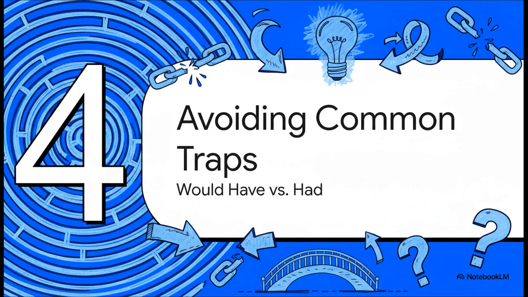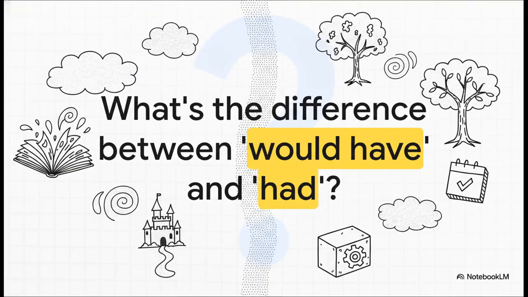And now for our last section. And folks, this is a big one. Let's talk about how to avoid the number one most common mistake people make with this tense, so we can get it crystal clear. This is the question that trips everybody up. Think about it in English. The only difference is one tiny little word, would. But in Spanish, it's a completely different mindset. One is a fantasy, and the other is a cold, hard fact.